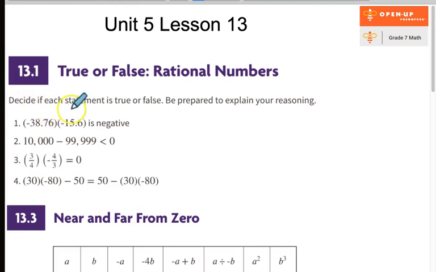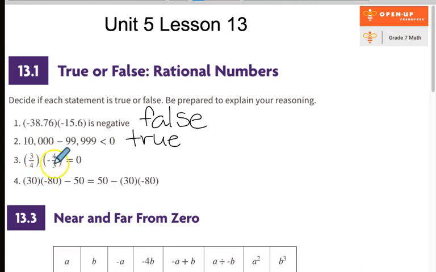If the numbers are right next to each other, that means that you're multiplying. So negative times a negative, they're saying is a negative. That is false. Negative times a negative is a positive. So this one is false. Number 2, 10,000 minus 99,999 is less than 0. Well, I know if I'm taking 10,000 and subtracting 99,999 from it, that's already going to give me a negative number, and a negative number is less than 0, so true.